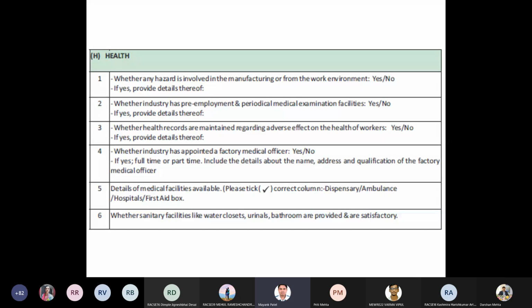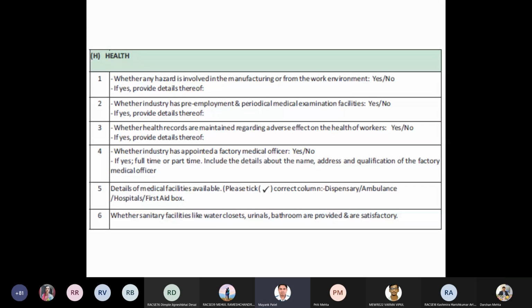So how many workers are tested, right? And they are tested with what kind of facilities, right? Say for example, you may have dispensary or you may have ambulance, you may have hospital also, or you may have first aid box. So the details of medical facility available with you that you need to check. Even the basic sanitary facilities like water closets, urinal, bathrooms are provided, and whether they are satisfactory or not, that also you need to mention here.